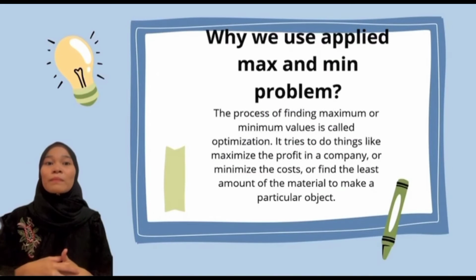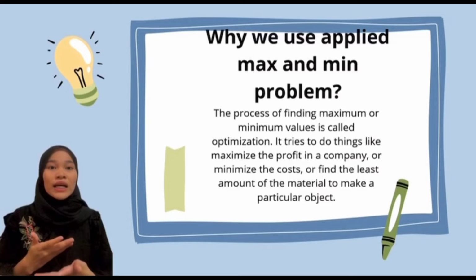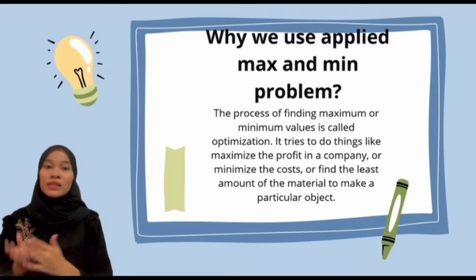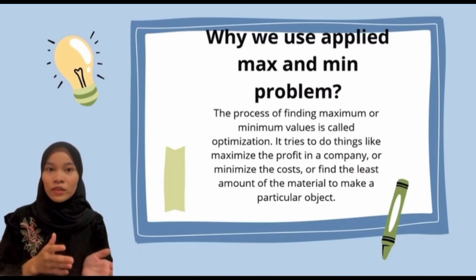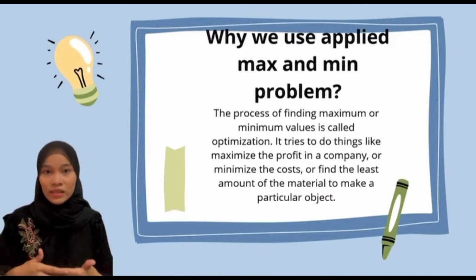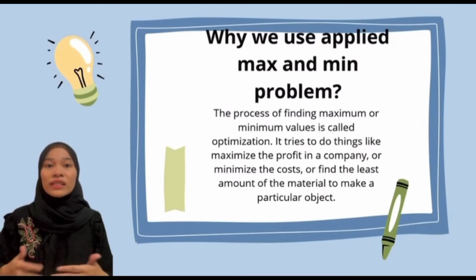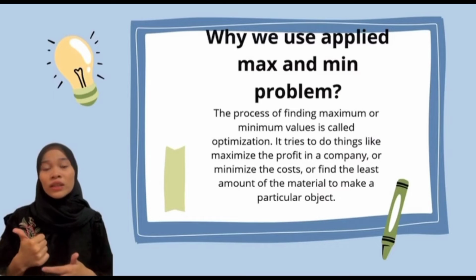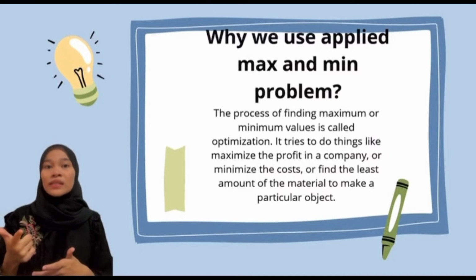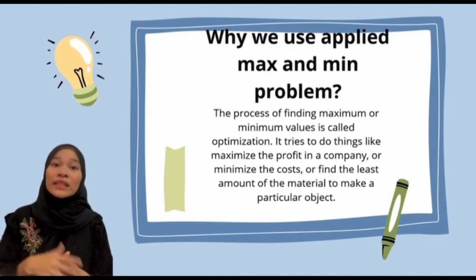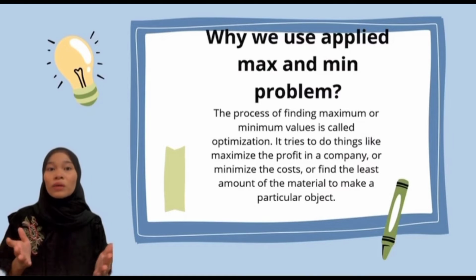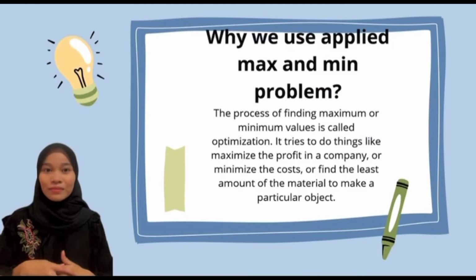Why do we use applied maximum and minimum problems? The process of finding maximum or minimum values is called optimization. It's trying to do things like maximize the profit in a company, minimize the cost, or find the least amount of material to make a particular object.